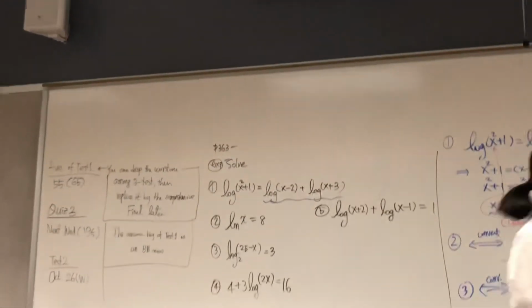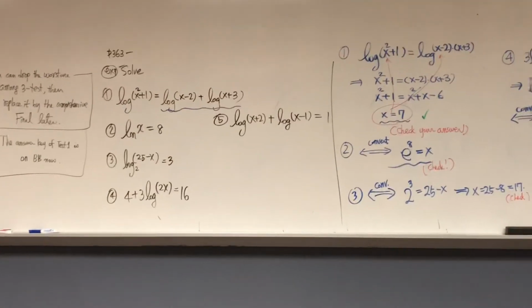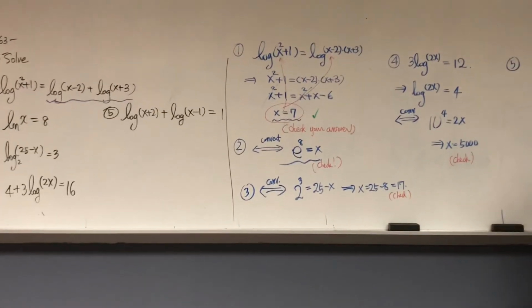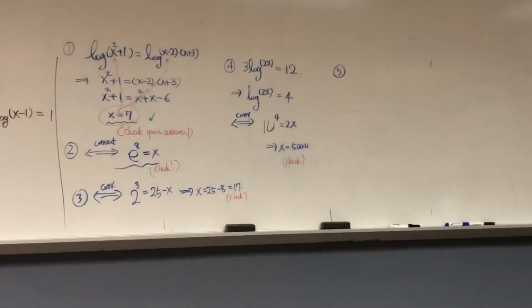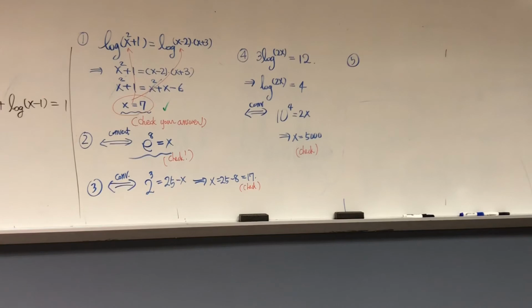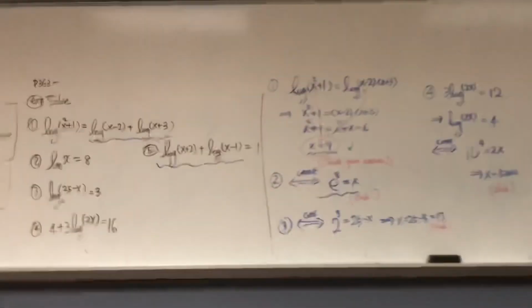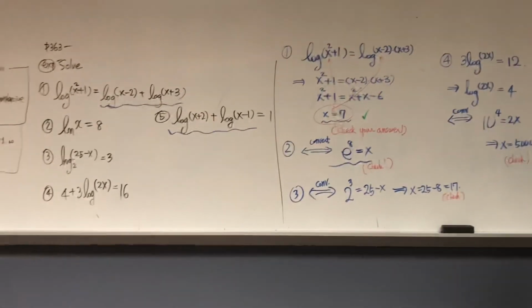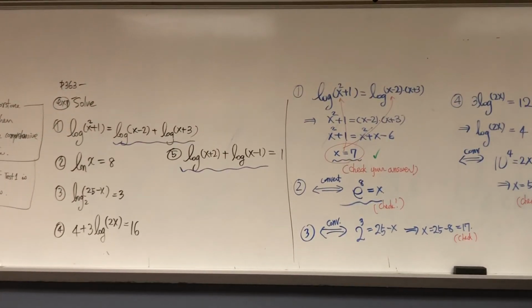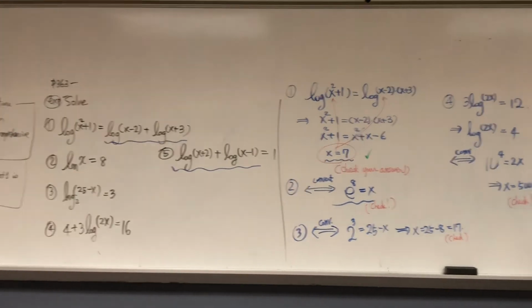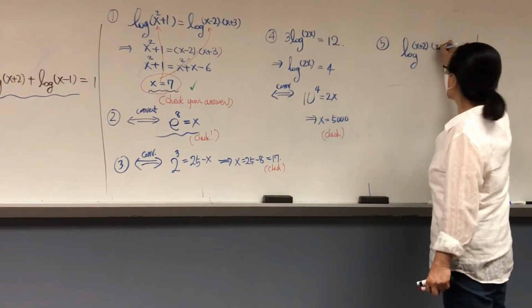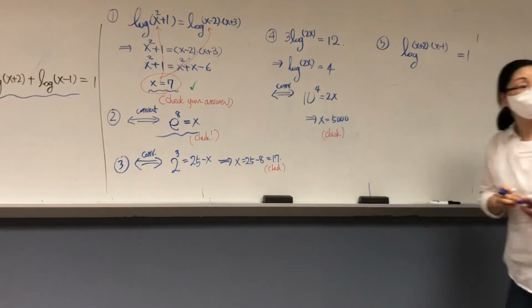Yes? Am I right? How about number 5? What do you want to do? Combine the logs. Very good. The left hand side combined. Very good. David, sorry. Okay, so combine. Your left hand side should be log of x plus 2 times x minus 1 is equal to 1. Am I right? What do you want to do next?